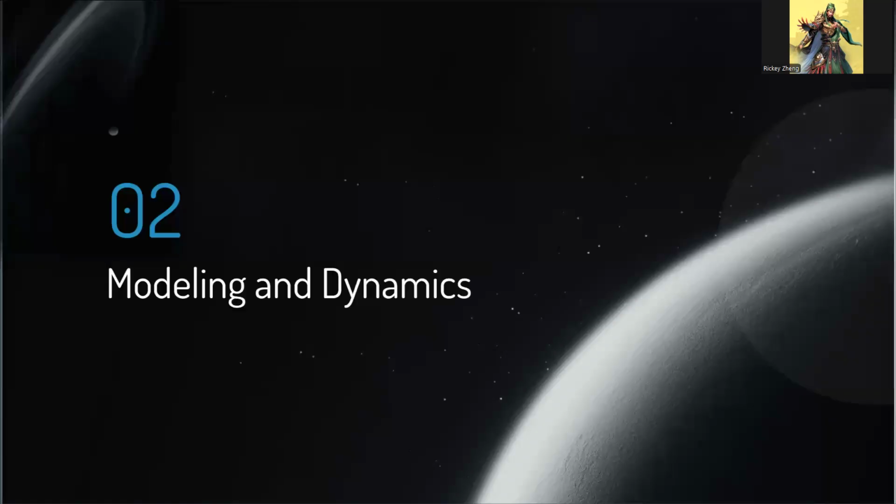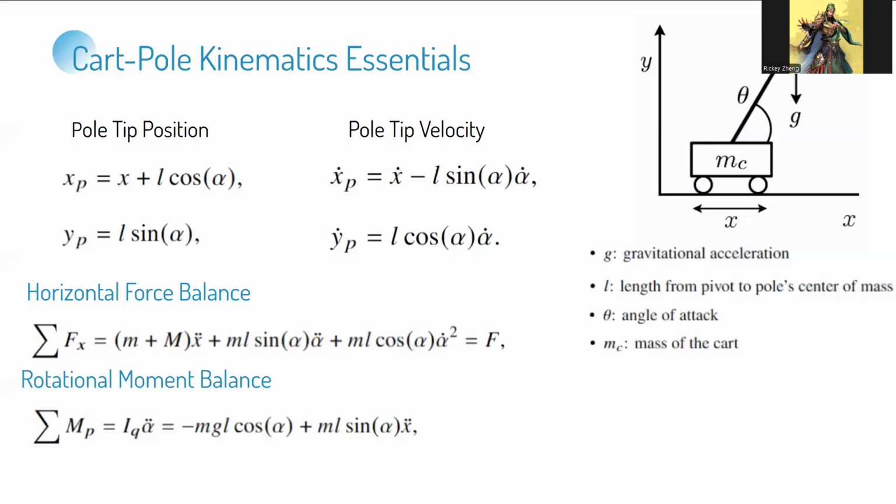And now a look at modeling and dynamics. As you can see, in the cart pole system, position of the pole tip is given by xp equals x plus L cosine alpha, and yp equals L sine alpha. When we differentiate these positions, we get the velocity components, which are crucial for calculating the kinetic energy of the system.